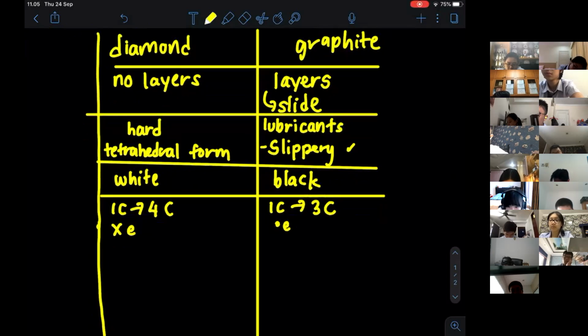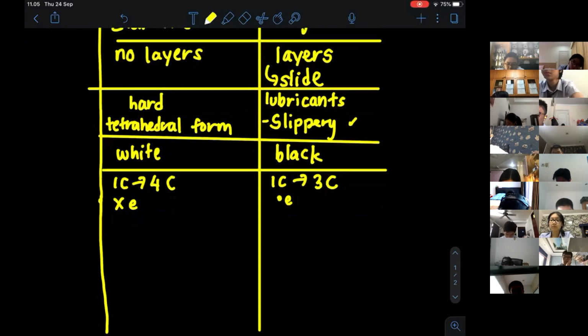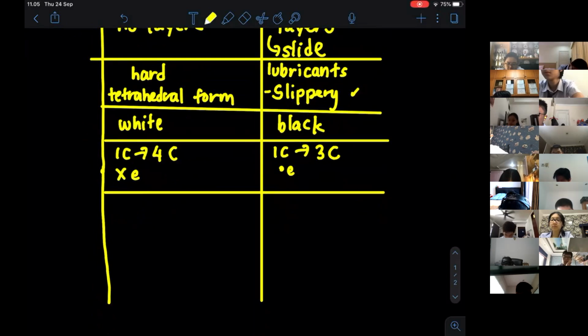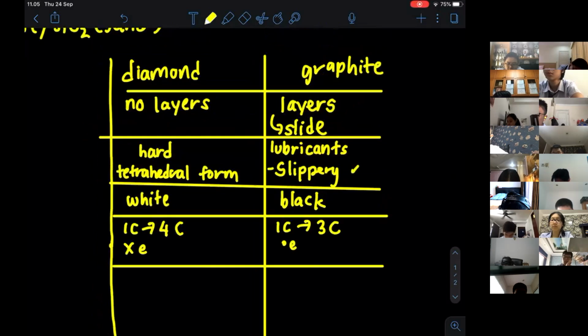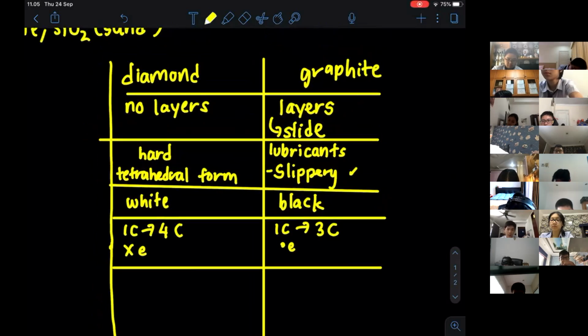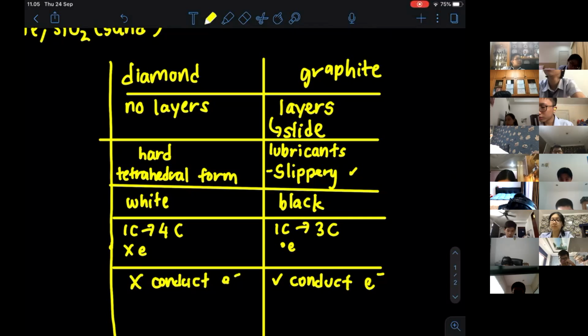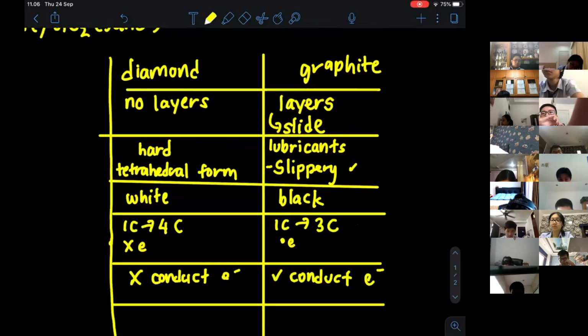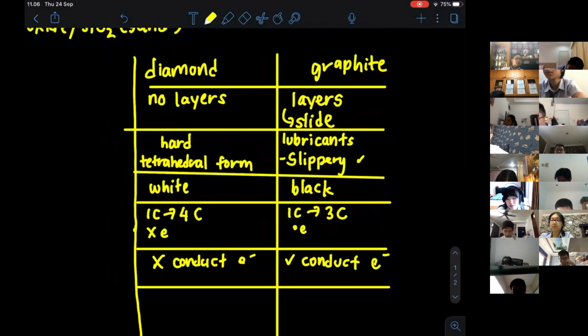I think if we move on, because of the presence of this electron in graphite, what can you say about the ability to conduct electricity? So Owen, can graphite conduct electricity? Graphite can, diamond cannot. Graphite can conduct electricity, and diamond cannot conduct electricity. Next, is there anything else you want to add? Diamond and graphite: layers, slide, hard.